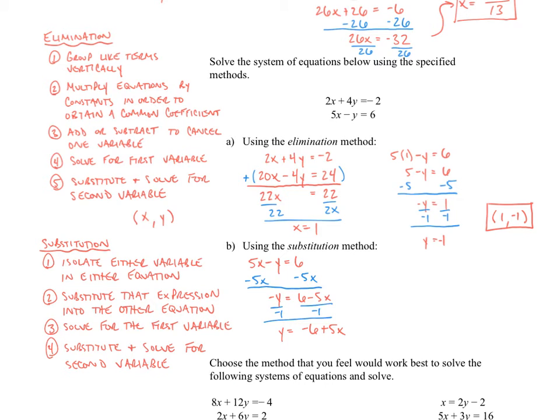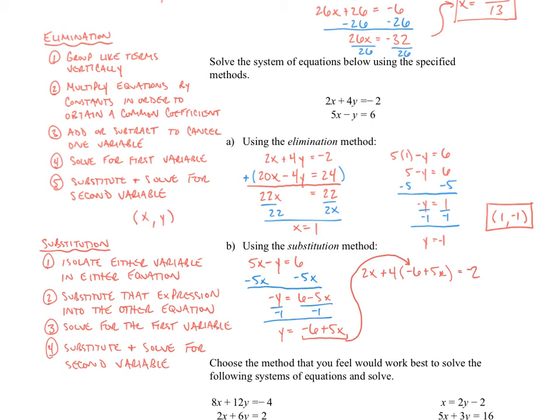Now, step 2 says to substitute that expression into the other equation. So I started with the second equation here. Now I'm going to take this expression that says y is equal to negative 6 plus 5x, and substitute that instead of y in the first equation. So this is going to say 2x plus 4, but instead of y, it's going to say negative 6 plus 5x equals negative 2. So that's the substitution taking place. That's why we call this the substitution method.